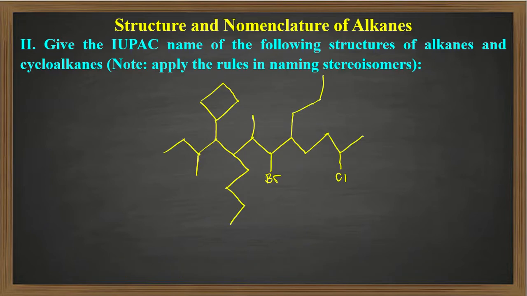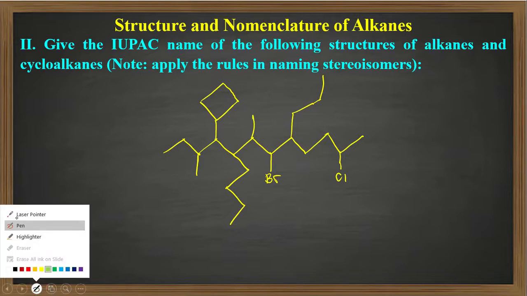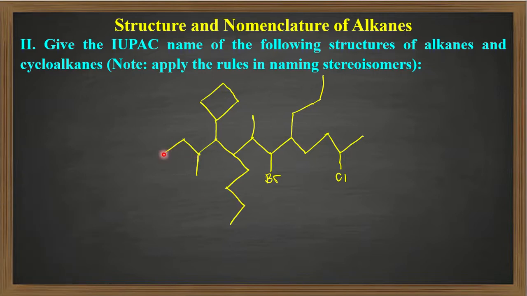So where should we put our carbon number 1? Let's first identify where the longest chain of carbon atoms is here. So 1, 2, 3, 4, 5, 6, 7, 8, 9, 10, 11, 12. Okay, this one here. 1, 2, 3, 4, 5, 6, 7, 8, 9, 10, 11. Okay, so this will be our longest chain of carbon atoms. So we have 12 carbon atoms in our longest chain.